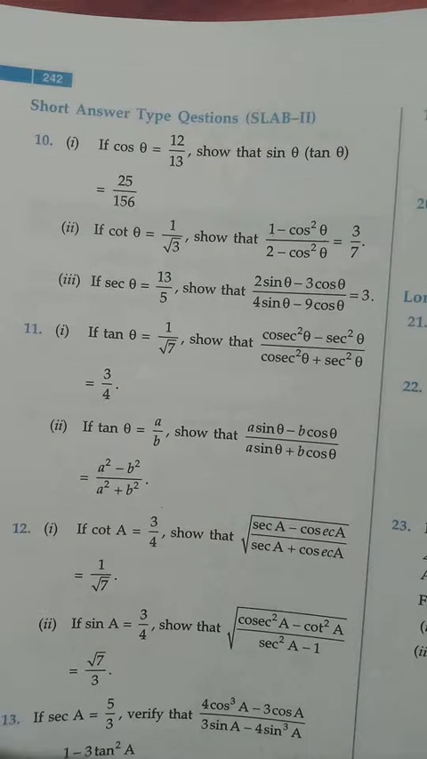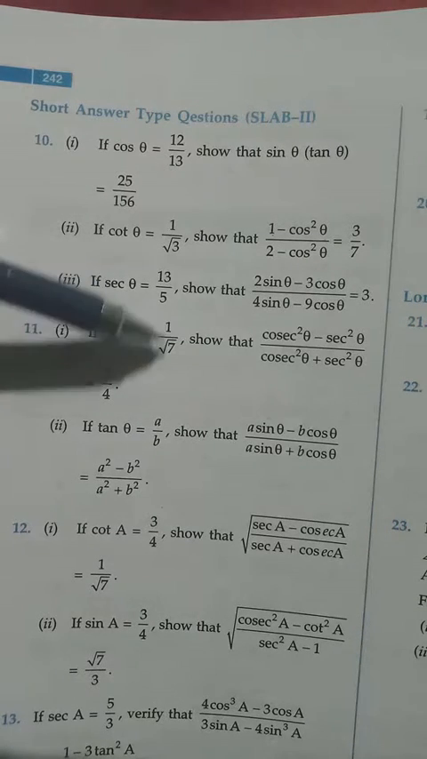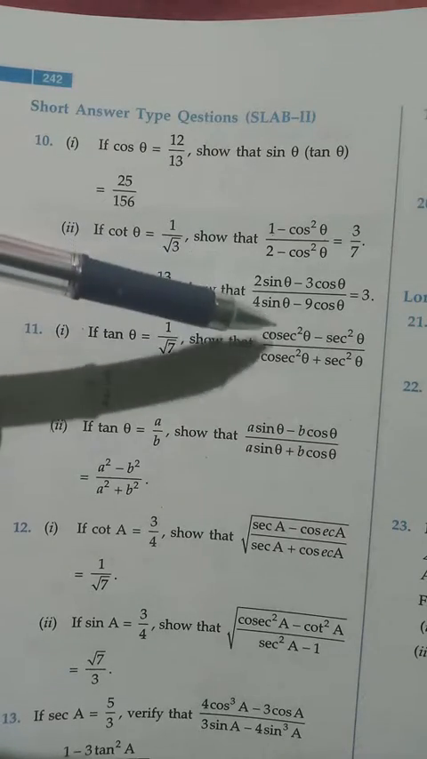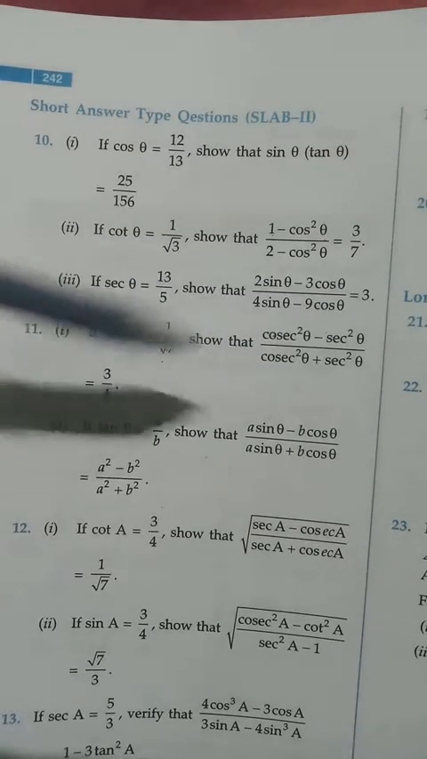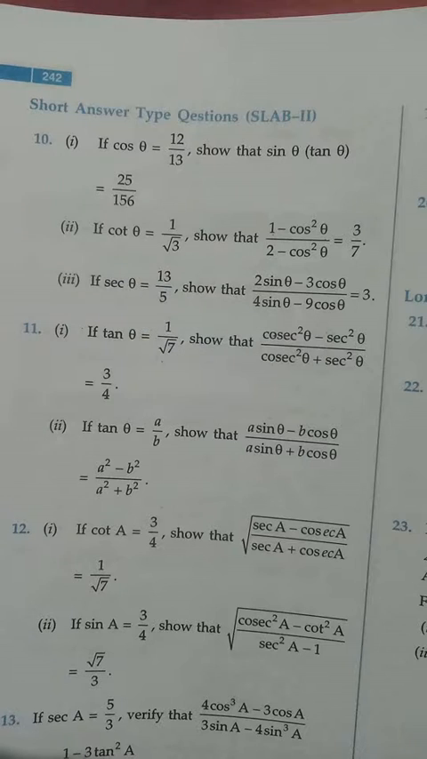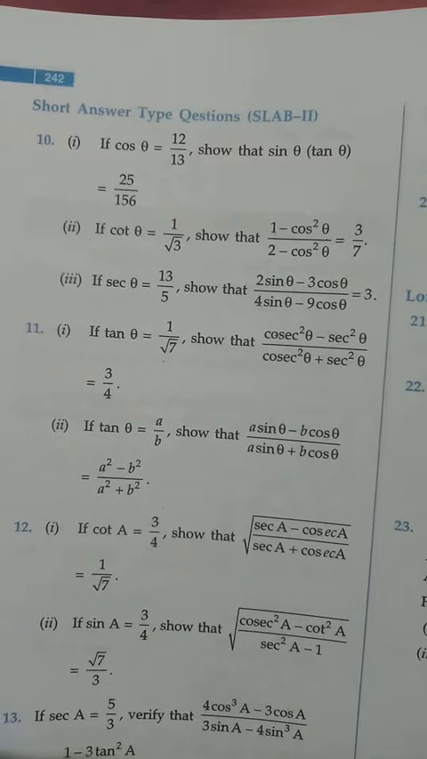We'll continue with exercise 8a, trigonometry, question 11.1. They give us tan theta equal 1 by root 7. We have to show that (cosec squared theta minus sec squared theta) by (cosec squared theta plus sec squared theta) equals 3 by 4. So let's start from what we have, then we proceed to the unknown.